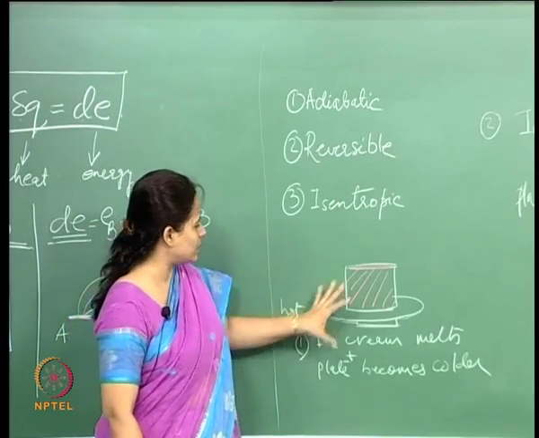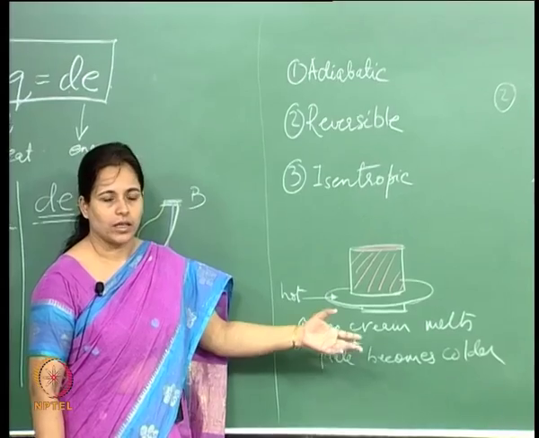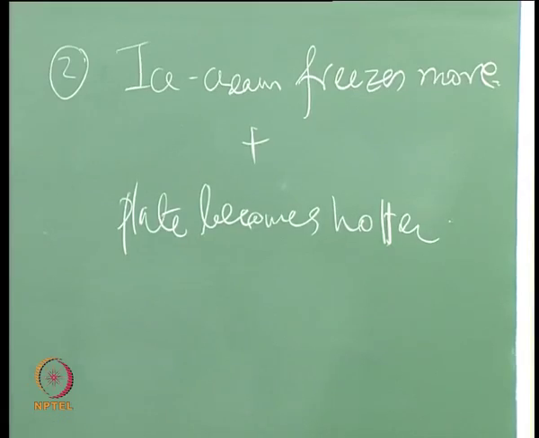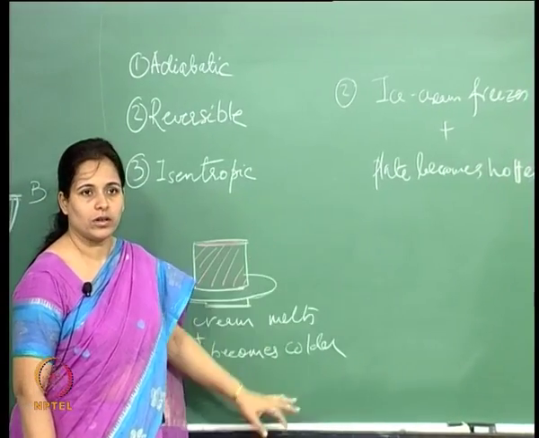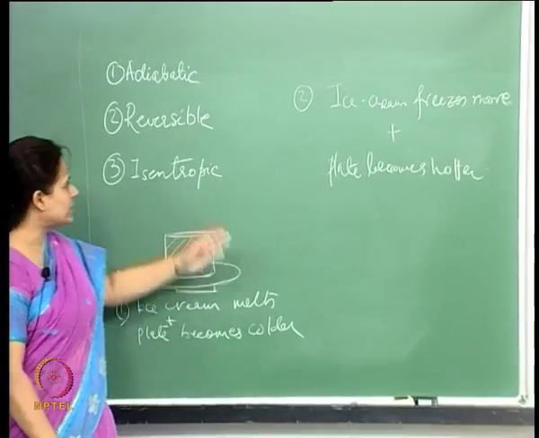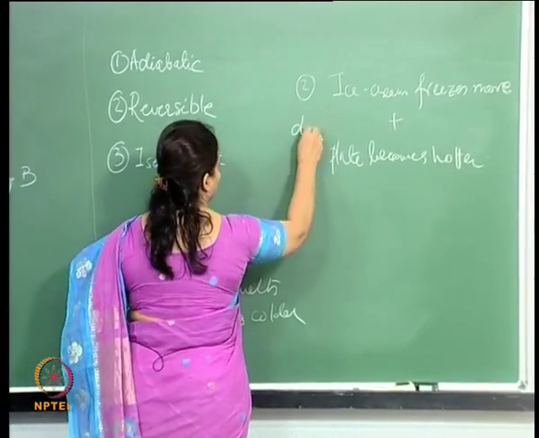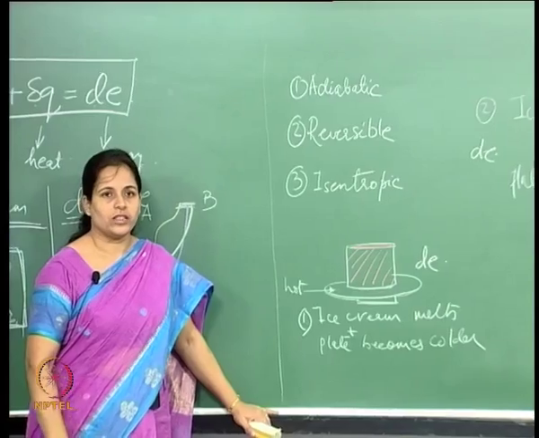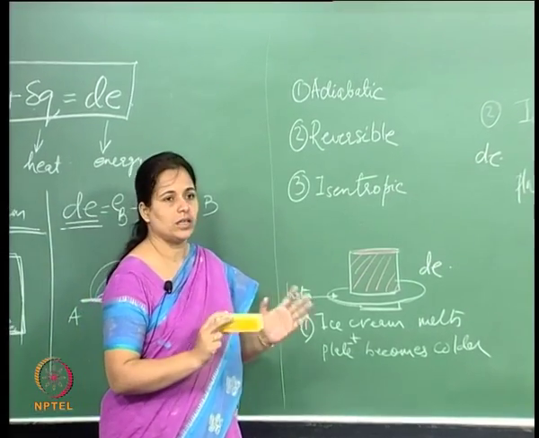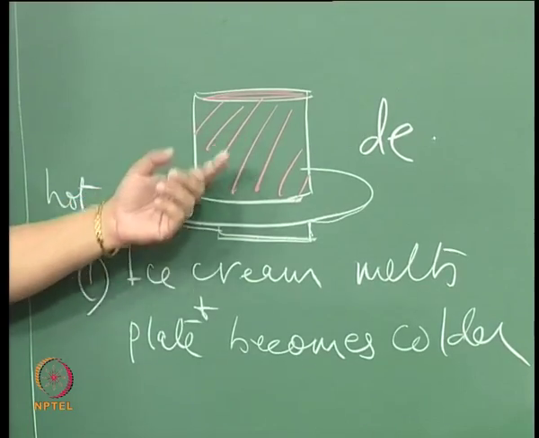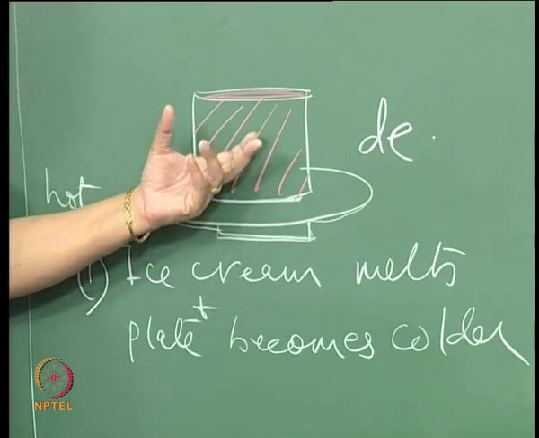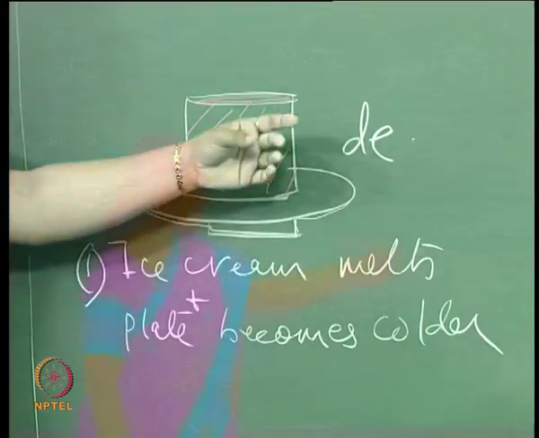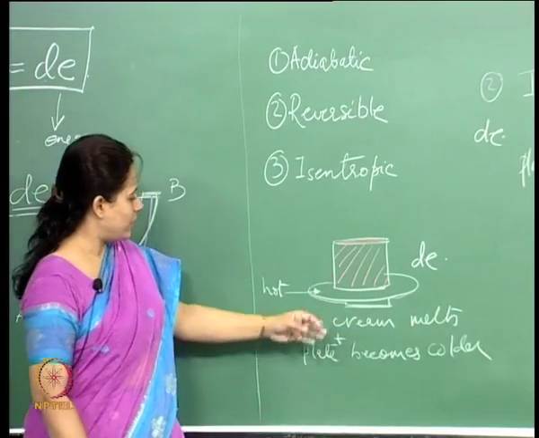On the other hand, there is a certain energy change here, you can see that, right. In this case, the ice cream freezes even more than what it was, and the plate actually becomes hotter, right. And this has the same energy change. The energy change here is exactly the same as it is here, of the system. There is a certain give and take between the two within this system, the ice cream and the plate. So, the total energy change is still dE, whether you do this or do that.